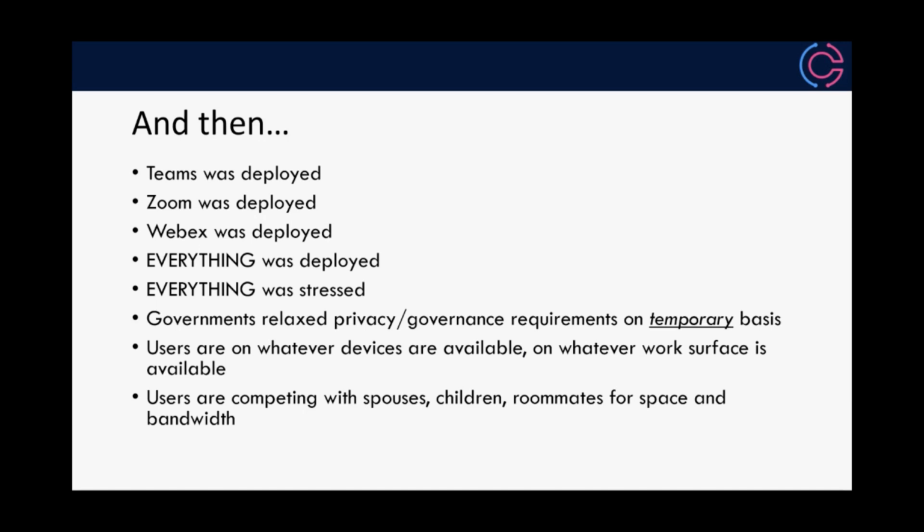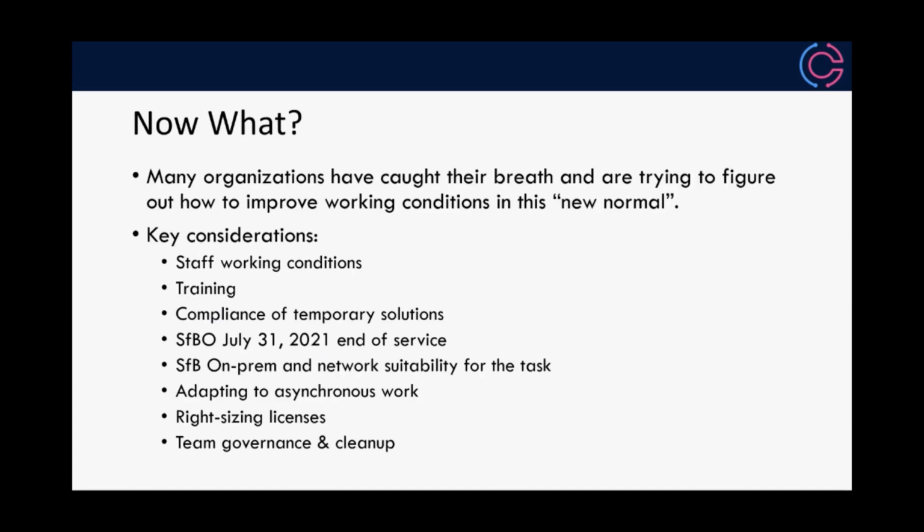Users are competing with their spouses, their children, their roommates for space and bandwidth. So now what do we do, given that we sort of have a handle on how we're supposed to behave? We're settling into the new normal of what's acceptable in working from home, with children and pets barging in, and all of these side conversations that will come up as we try and work around everyone trying to live and work where we are.